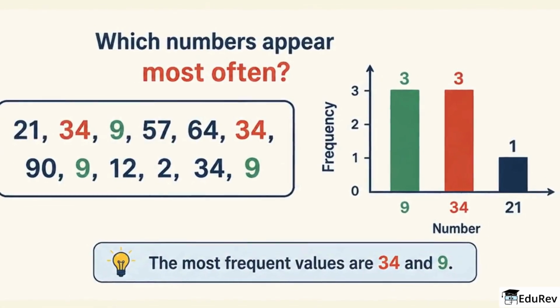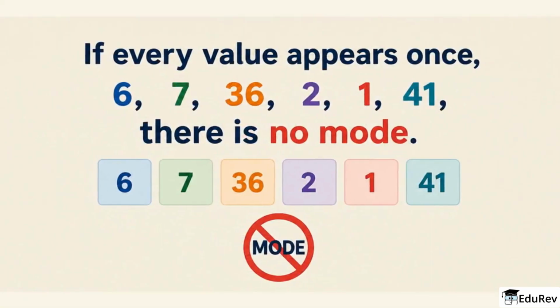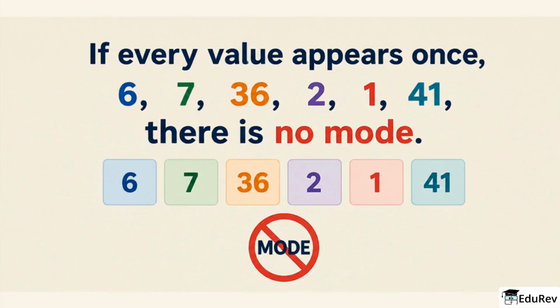A list like 21, 34, 9, 57, 64, 34, 90, 9, 12, 2, 34, 9 has two modes, 34 and 9. If every value appears once, like 6, 7, 36, 2, 1, 41, then there is no mode.